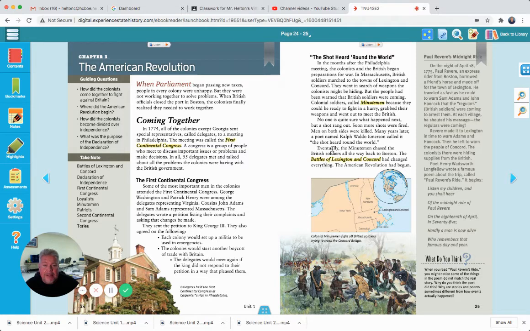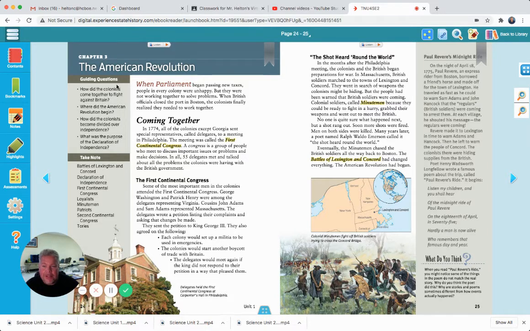Eventually, the Minutemen chased the British soldiers all the way back to Boston. You know, they shot at them as they were running back to Boston. Shoot those British soldiers, those redcoats, as they were retreating to Boston. The battles of Lexington and Concord have changed everything. The American Revolution had begun.